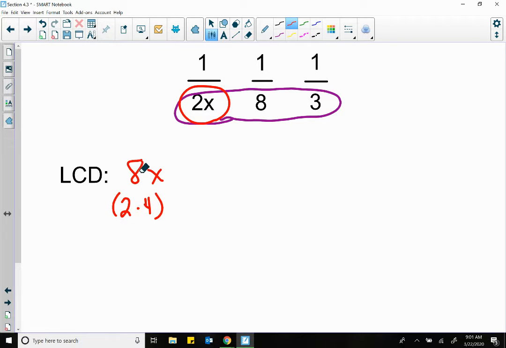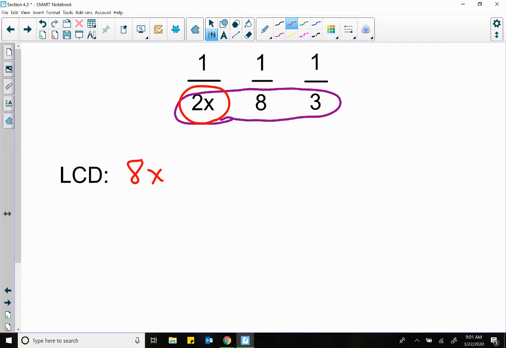So you see how the 8 contains the 2 in it? Because 2 times 4 makes 8. And 2 is one of the numbers I have to cover. Okay? So now I know that the 8x covers 2x. I know the 8x covers the 8. Okay? Now does 8x cover 3? No. So I got to adjust. How can I make 8 cover the 3?